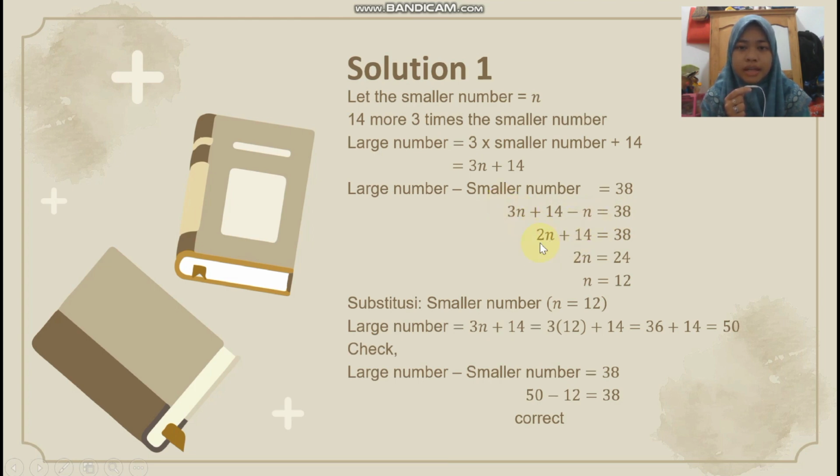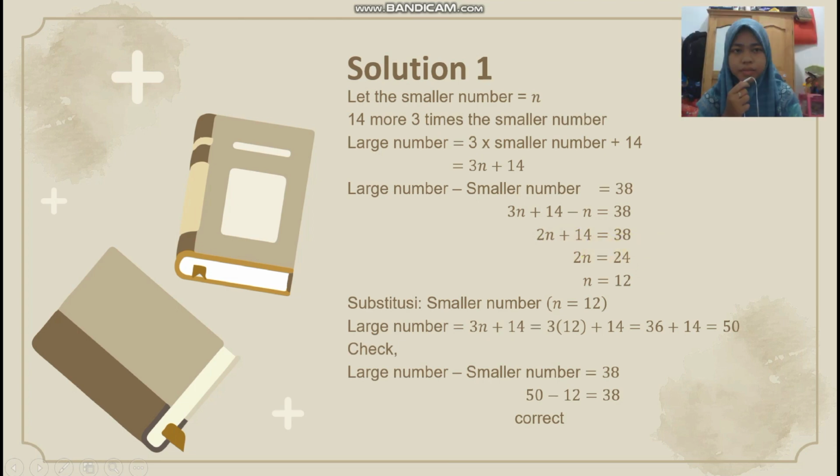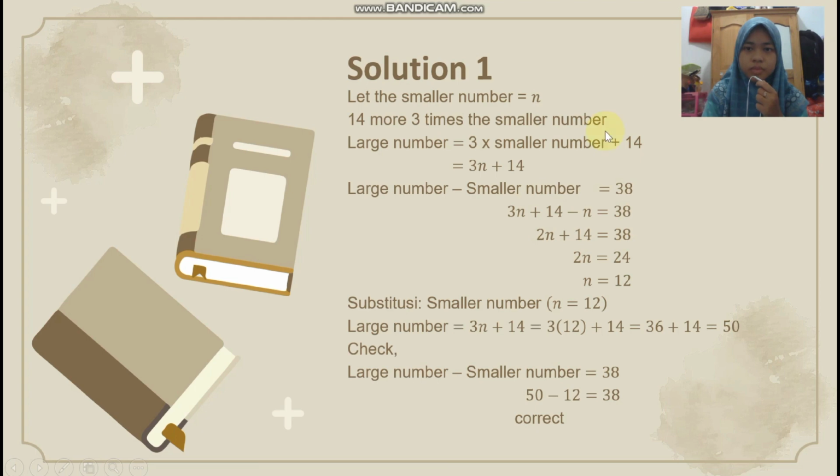3n minus n is 2n, plus 14 equals 38. On the left and right sides, we can subtract 14: 38 minus 14 is 24, so 2n equals 24. And we can divide the left and right sides by 2, and n equals 12.